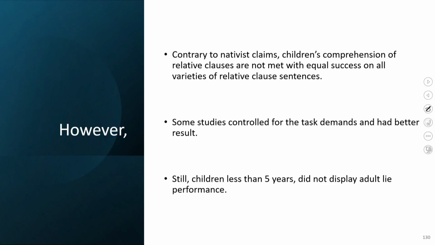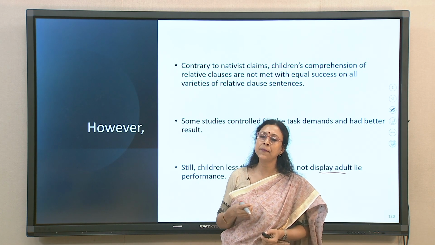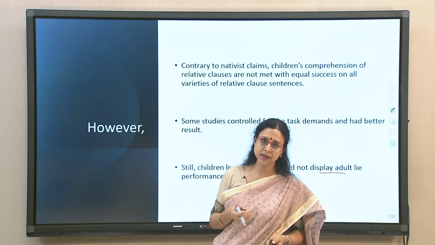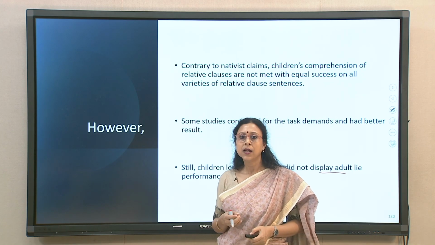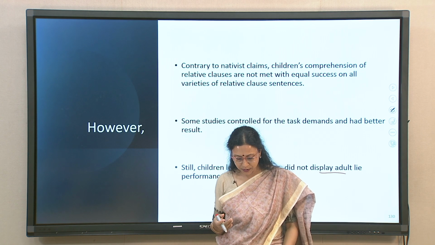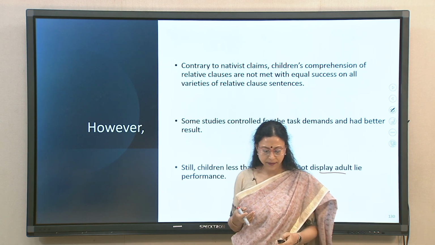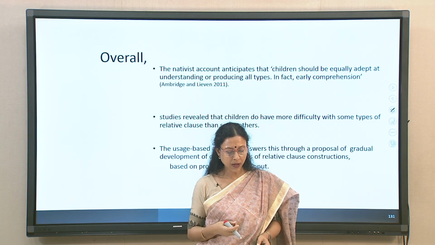Still, children less than 5 years did not display adult performance. Why are we talking about adult like performance? Because this is what the nativist theory says, that children actually have the entire structure already. They understand the movements, they understand the syntactic operations, and hence they have the adult like capability already. But on the other hand, we also have some data pointing out that before 5 years they may not have the same kind of output.